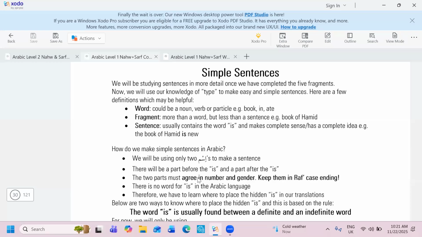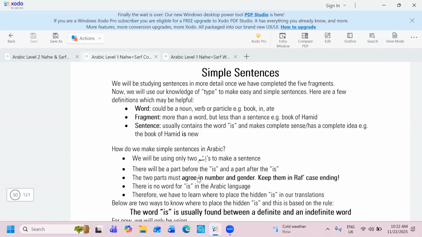So these are simple sentences, and we're learning this at a very basic level. Now, what makes a sentence? A sentence is made as soon as you say the word is, and you have a part before the is and a part after the is. That's what makes a sentence. So for example, I say, the pen is broken. Is that a sentence? Yeah. What if I say the broken pen? No. Now, how do I turn the broken pen into a sentence? By adding a word to it.